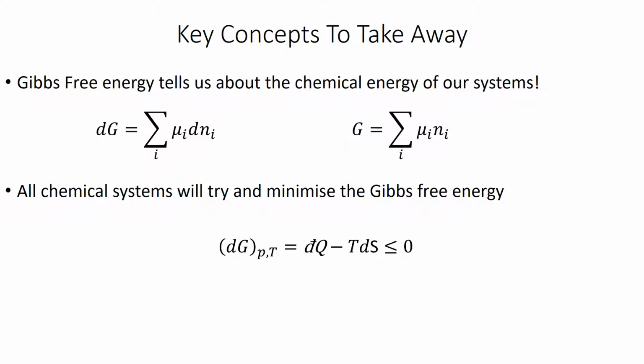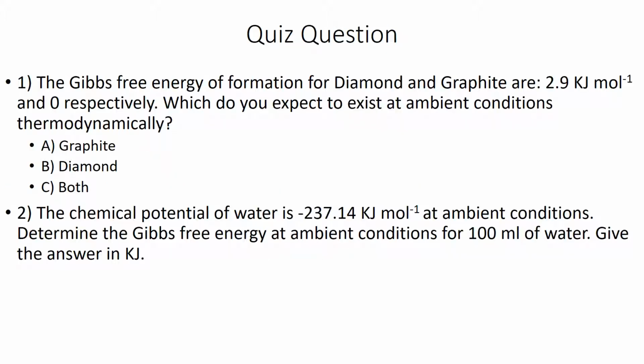Furthermore, all chemical systems will try and minimize the Gibbs free energy. And this is imparted by the equation here, which states dG at constant pressure and temperature is equal to dQ minus TdS, which is either equal to or less than 0. All right, this brings us to the quiz question.